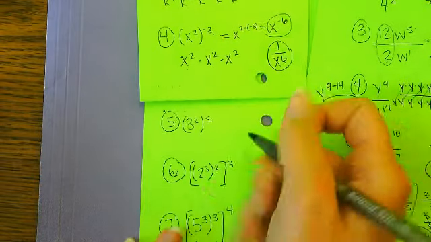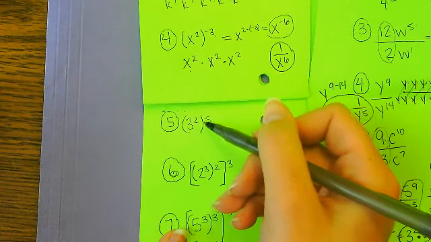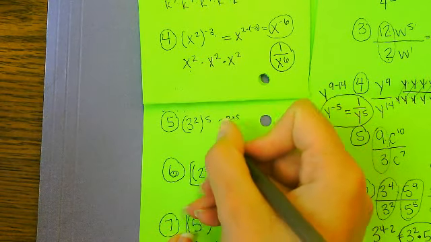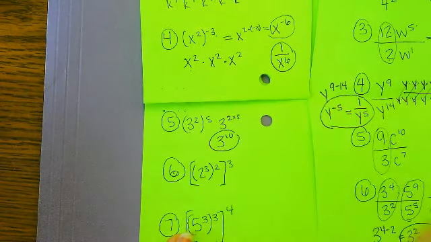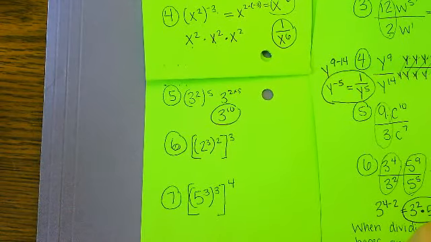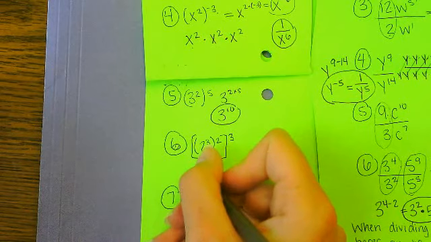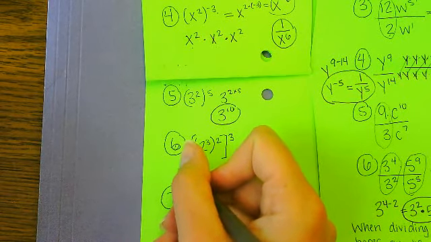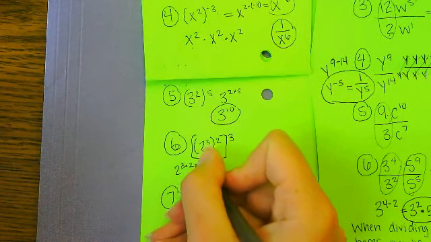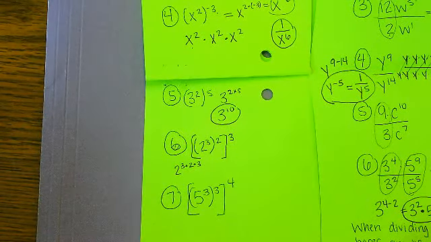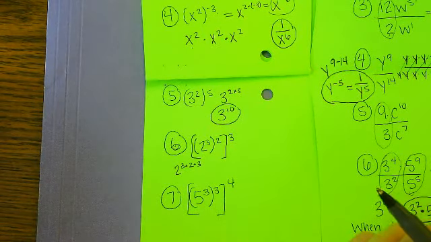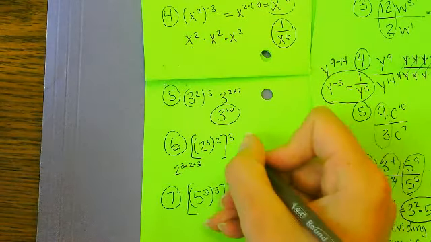Number 5, 3 squared to the 5th power. That would be 5 groups of 3 squared. That ends up being 3 to the 10th power. And then the last two, we're having to do the work 3 times. It's 2 cubed, squared, and cubed again. We're multiplying 3 times 2 times 3 here. 3 times 2 is 6, and 6 times 3 is 18.